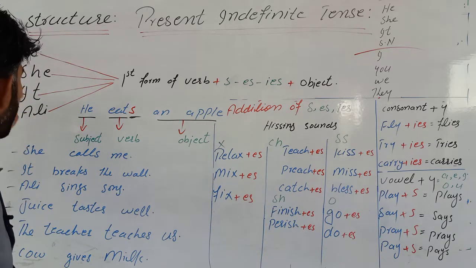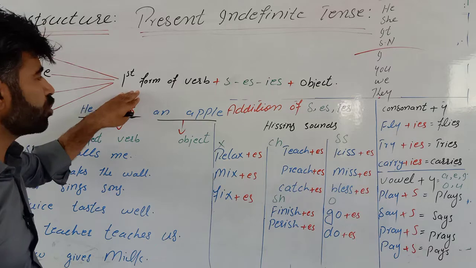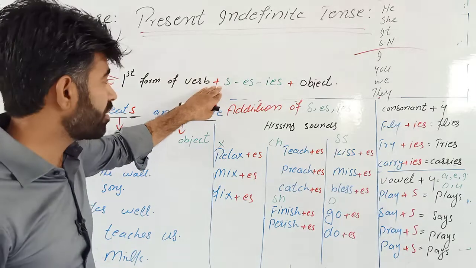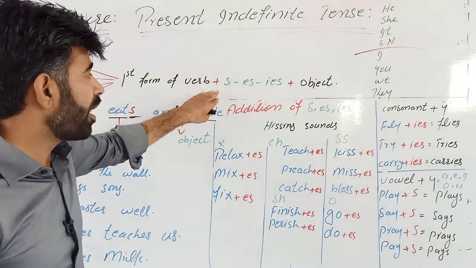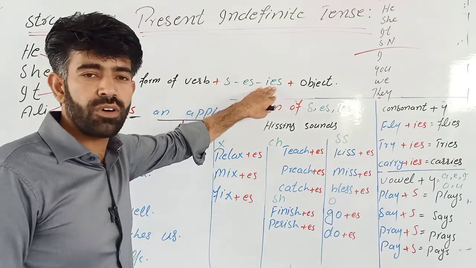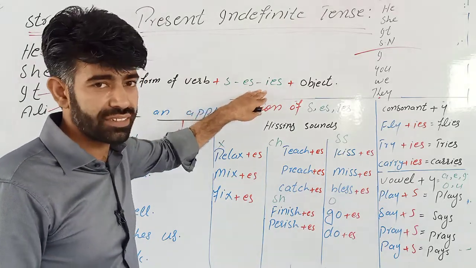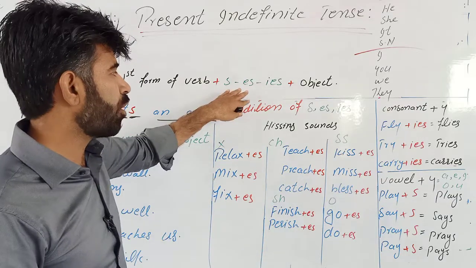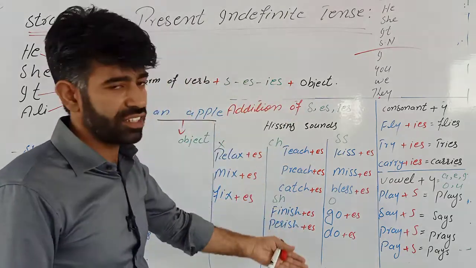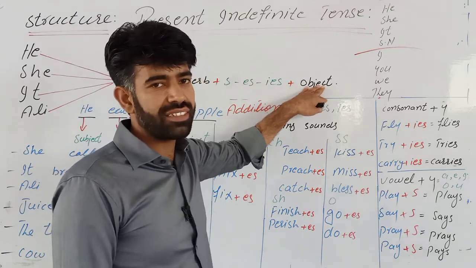So this is Ali. If we have any of these pronouns, we will always use the first form of the verb, and we will add s, es or ies at the end of the first form of the verb. It depends on the verb, and we are going to talk about when to use s, when to use es, or when to use ies. And after the addition of s, es or ies, we will add the object at the end of the sentence.